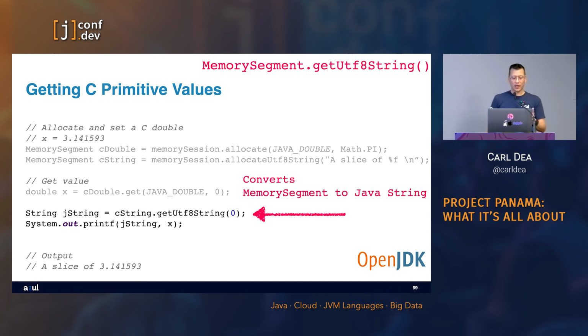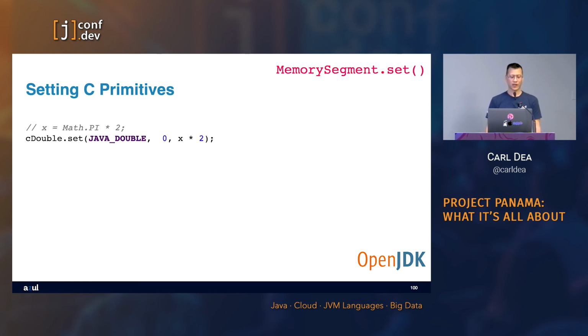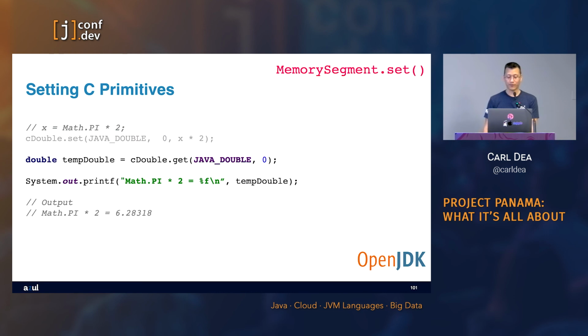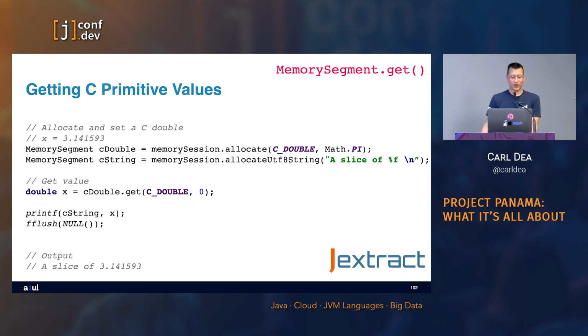And so to get the value from the memory segment that we created before, and convert it from a C string back to a Java string, there's that convenient method called getUtf8String. And then you're printing it now in the Java world, System.out.println. This is how you set it. Again, you specify the value layout, then the offset, and then the actual value that you want to set in native memory. So here's just a simple output.